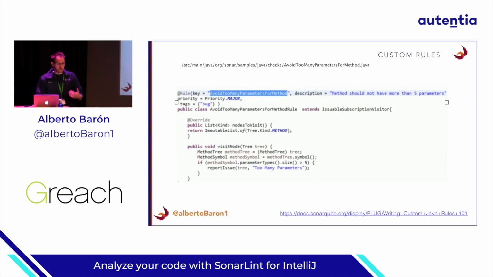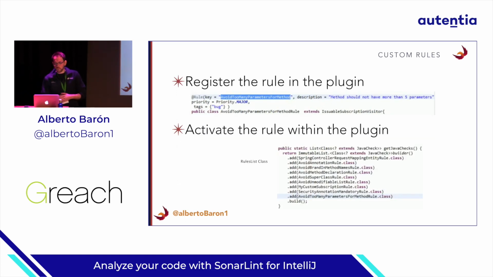Okay? So once you have created your own rule, you have to register the rule in the plugin. You have to do that with the annotation @Rule. And you only have to indicate a key and can indicate the description, the priority, or the tags. And after that, you have to activate it within the plugin. To do that, we have a RulesList class. And inside, we have a method called getJavaChecks, which contains all the rules which are in the plugin. So you only have to add it here inside this method.